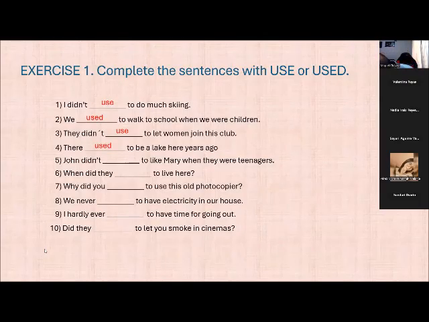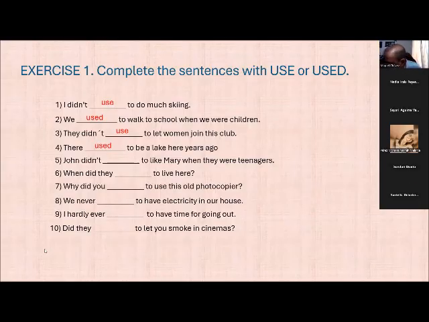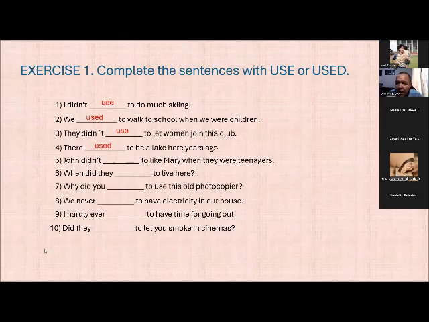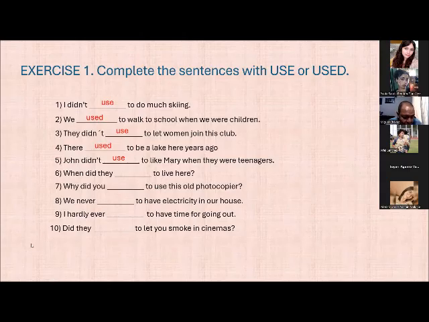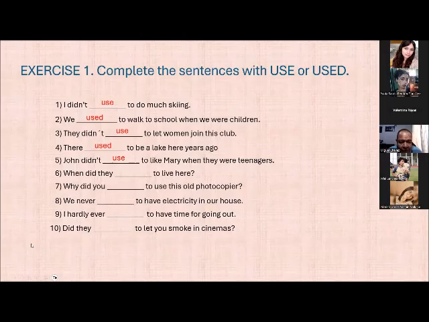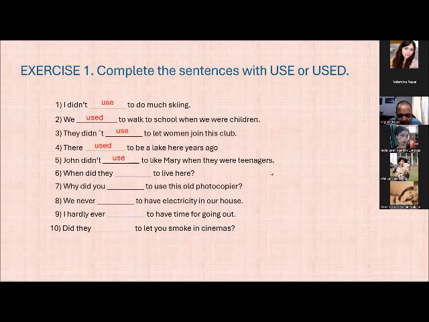A volunteer, please. Ariel, please help us. John didn't use to like Mary when they were teenagers. Exactly. Thank you so much. Okay, number 6, please. Who can help us with number 6? Paola, please. When did they use to live here? Exactly. Thank you so much, Paola.